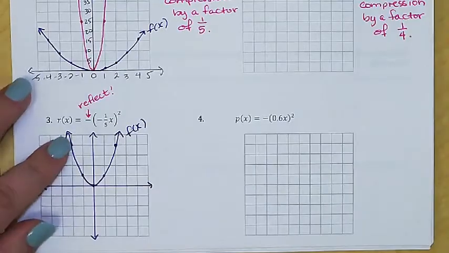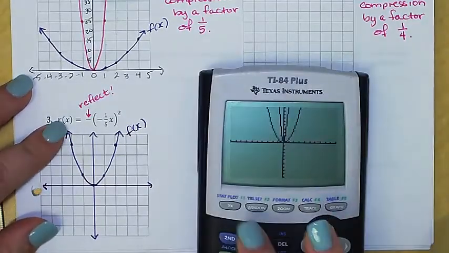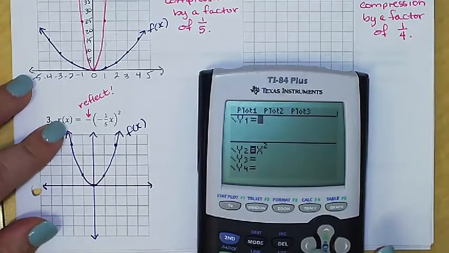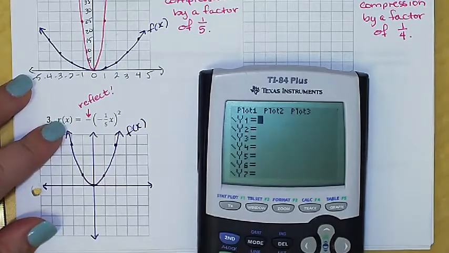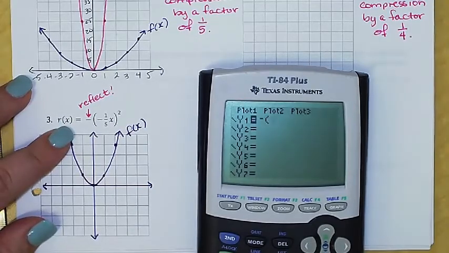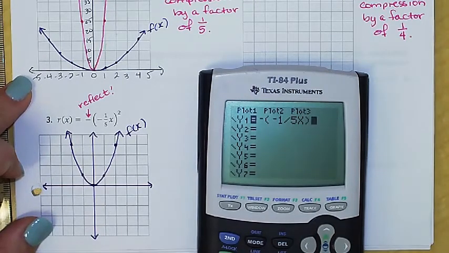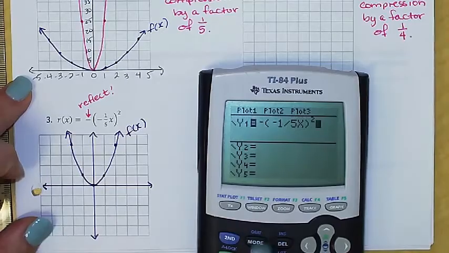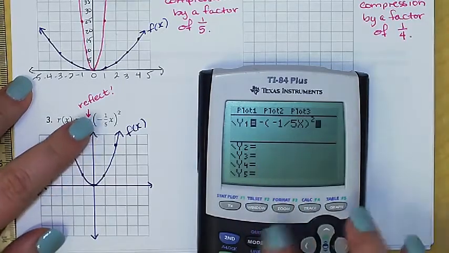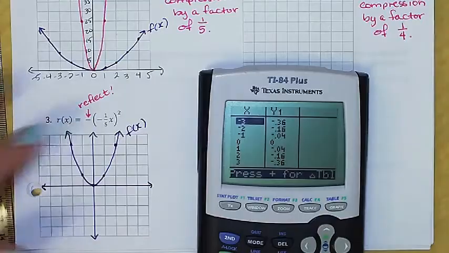Let's talk about how this one is different. And you can definitely grab your calculator to do that. So for this one, we have a negative on the outside, parentheses, and then negative 1/5 x. Close that parentheses, and that gets squared. So make sure you're entering it the correct way, and then we should be able to pull up a table of values.